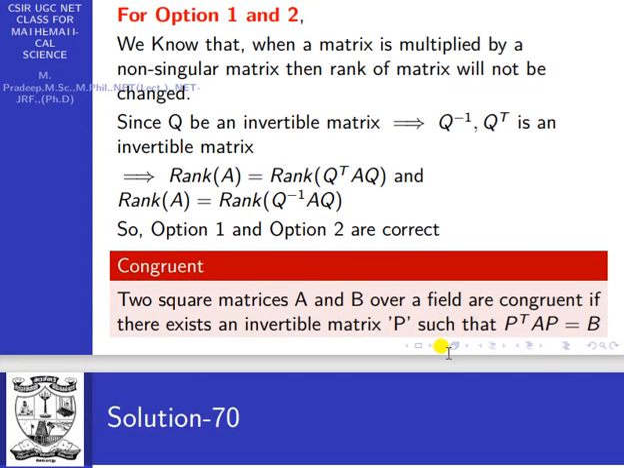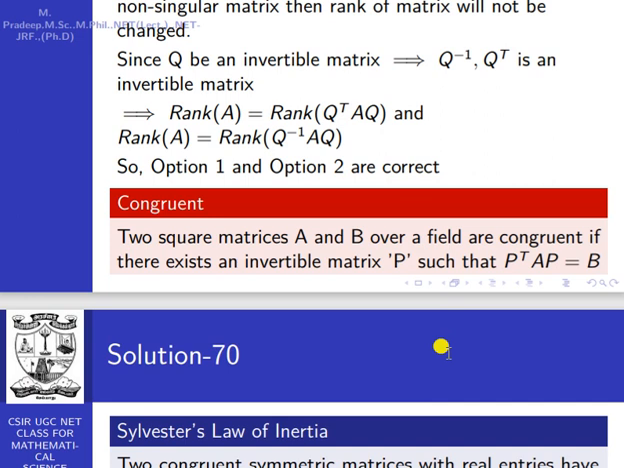The next, for option 3, we need a small concept. Once again, another small concept. We already discussed it, I think. The congruent. What do you mean by congruent? When you say the two matrices are congruent.